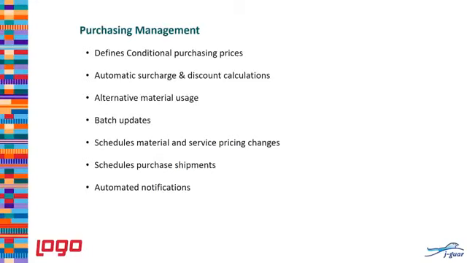You can have, again, alternative material usage. We can apply it to this module as well. You can do some batch operations such as updating the prices, the VAT changes, the dates, the procurement lead times, lag times. This is all applicable. Schedules, materials, and service pricing changes. This is again very important, that you can automate these processes within the system.